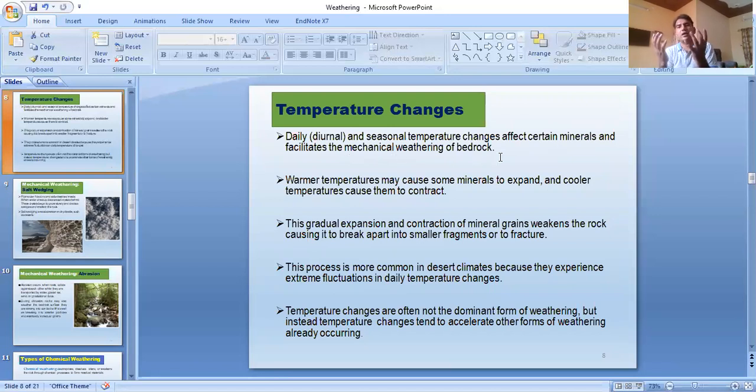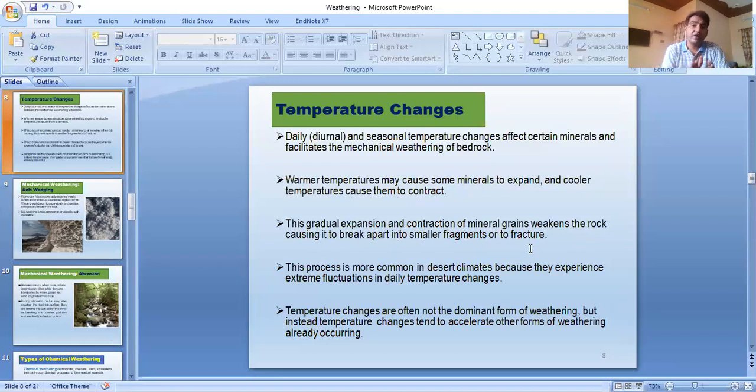Temperature changes even within any season, whether you are in summer or winter. The temperature at daytime is higher and at nighttime is lower, so there is always fluctuation and variation in temperature. That variation influences the rocks which are exposed there, and repeated changes in temperature create a weathering process. Warmer temperature may cause some minerals to expand and cooler temperature may cause them to contract. This gradual expansion and contraction of mineral grains weakens the rocks, causing them to break apart in similar fashion. First it weakens the rocks, then starts breaking them down.